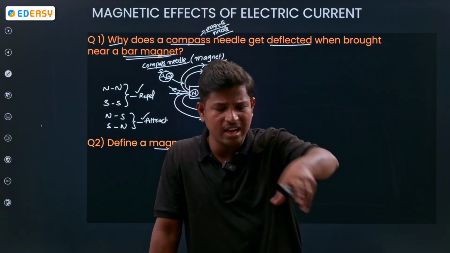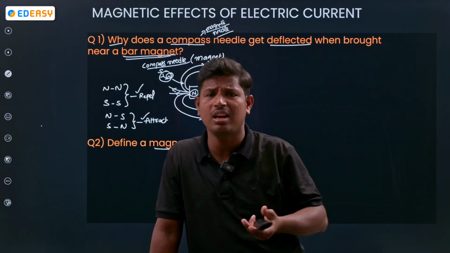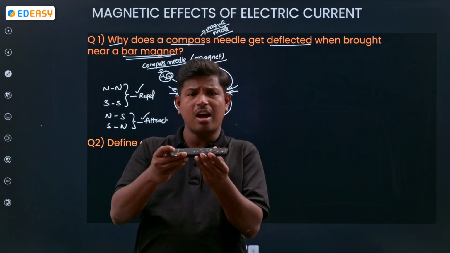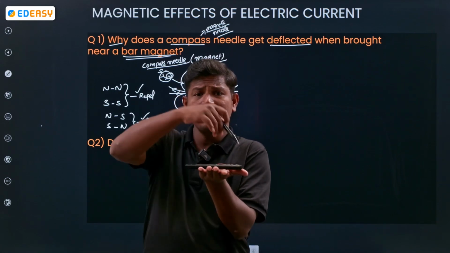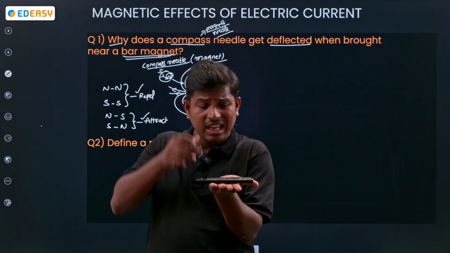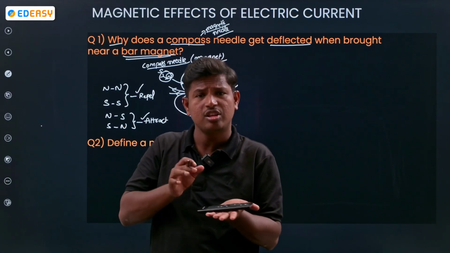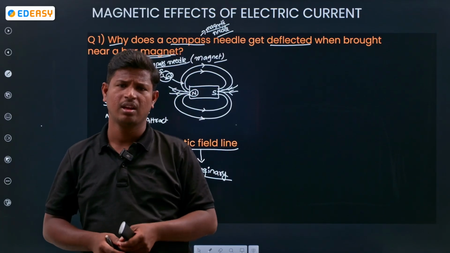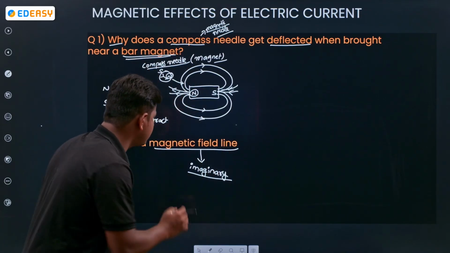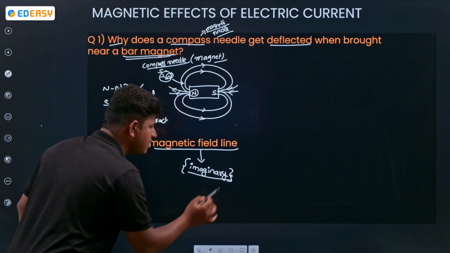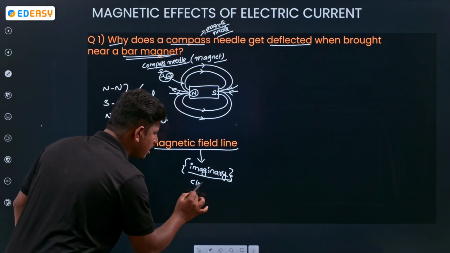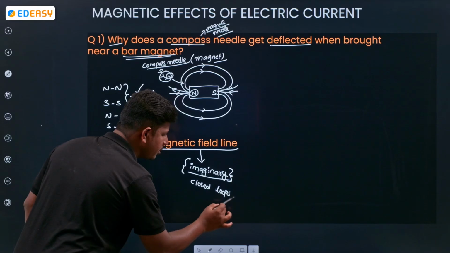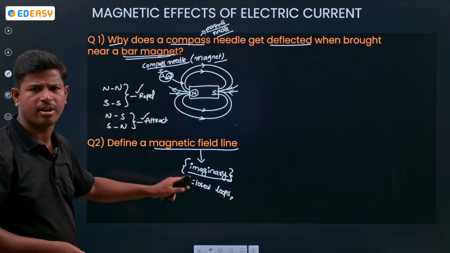When iron filings are around the bar magnet, then only is it possible to see. Otherwise, if I am holding a simple bar magnet in my hand, the field is there around the magnet, but can I see that? It's not possible. So magnetic field lines are imaginary lines and they form closed loops. That's it. Remember that.